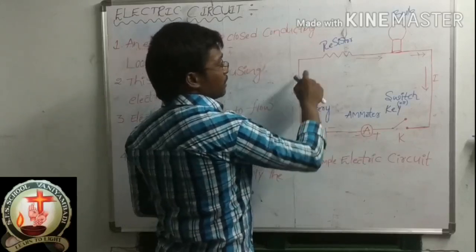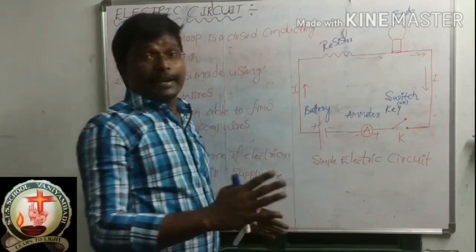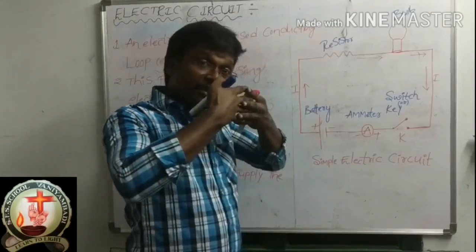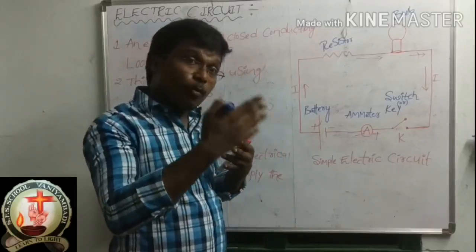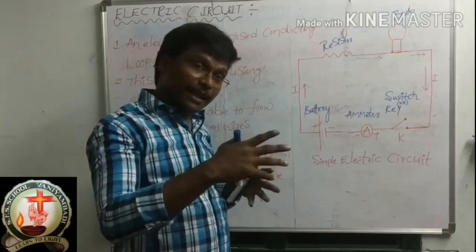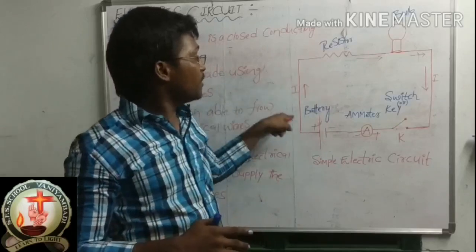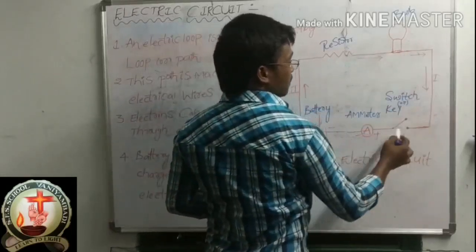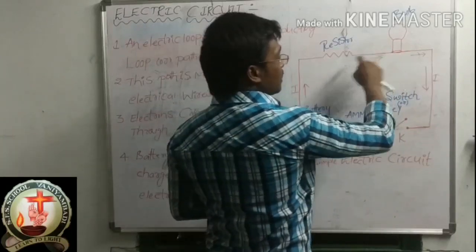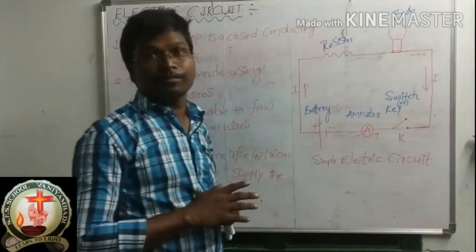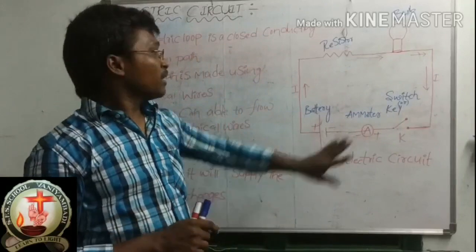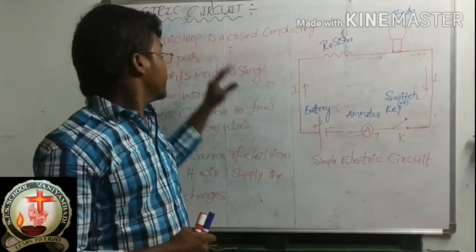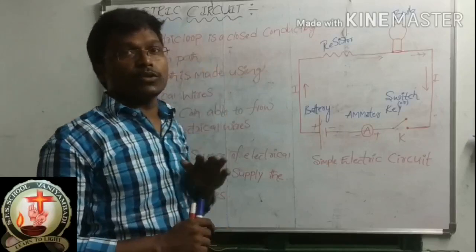So all the electric components are connected with electric wires. This is one wire. This one, this one, this one and this one. So these are the electrical wires. Okay, now you can remember it like this. Then I will explain about this electric circuit.